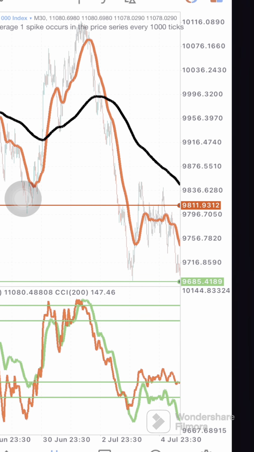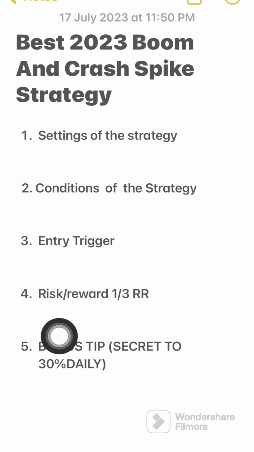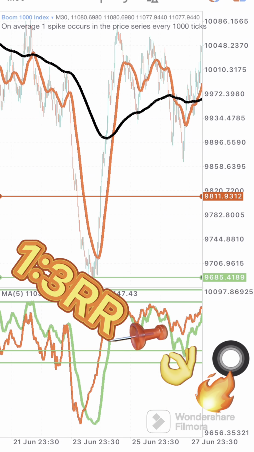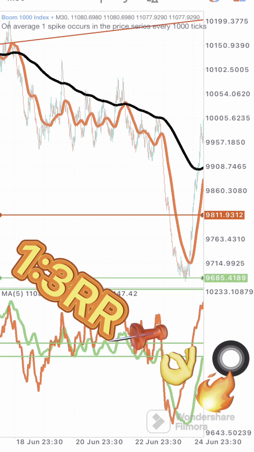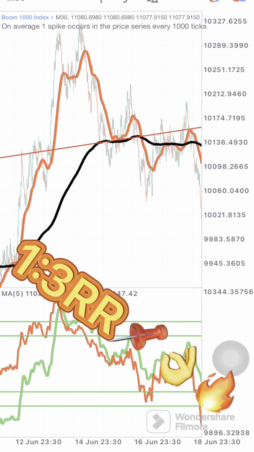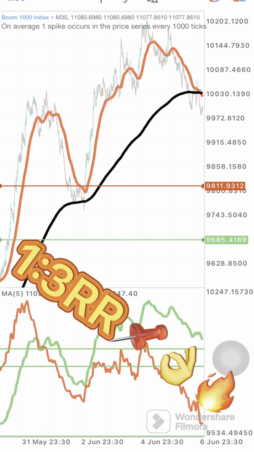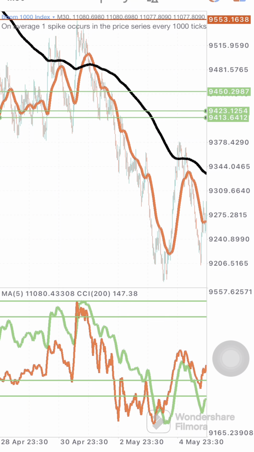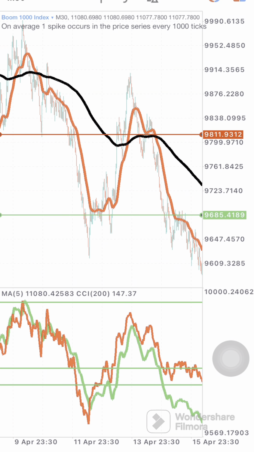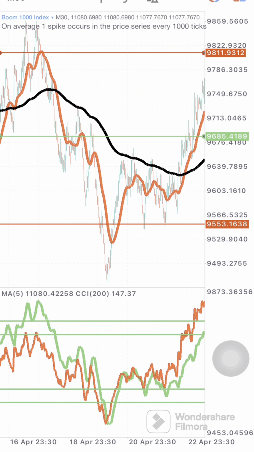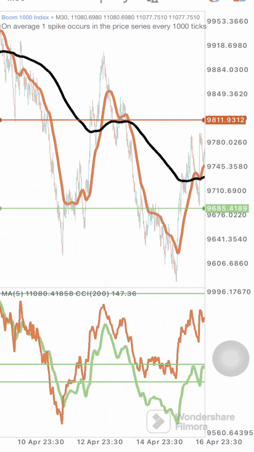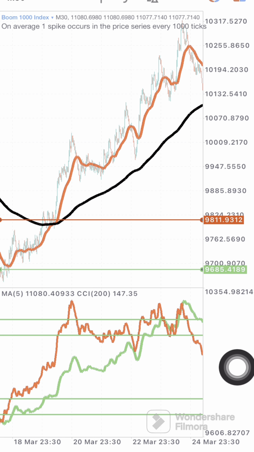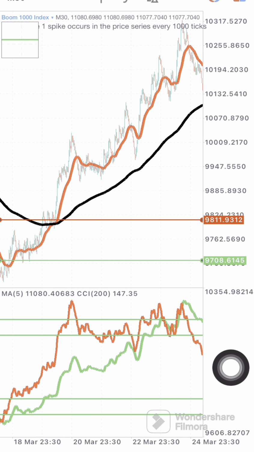Next, we have the risk to reward ratio. So if you want to use this strategy and trade, make sure your risk to reward is at least 1:3. Make sure you are using at least 1:3 risk to reward. It is very, very important. Make sure you are using 1:3 risk to reward to catch your spikes. Is that understood? If you are risking 1 pip, you are getting 3 pips. That is what you need to understand.